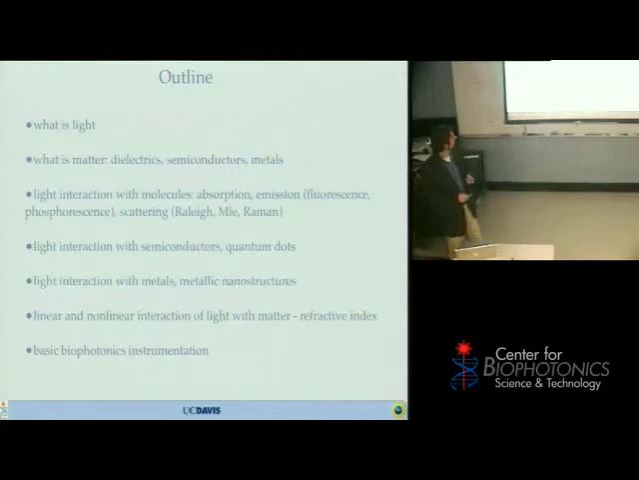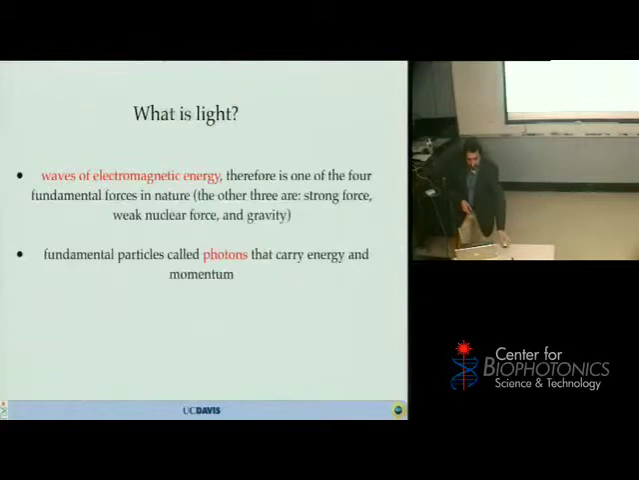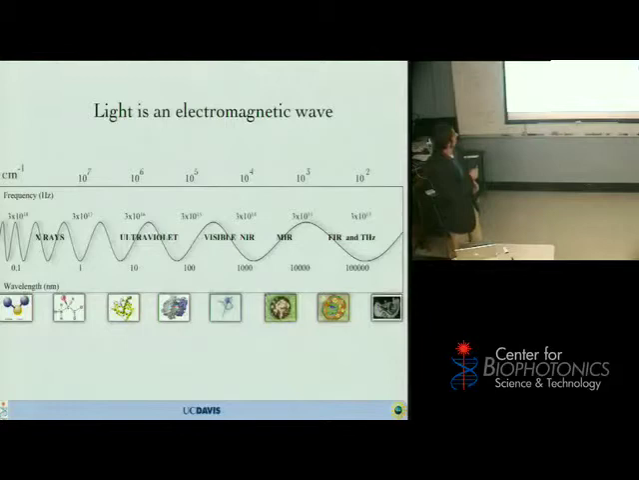So as you for sure know, light is electromagnetic energy, and therefore it's one of the four fundamental forces in nature, the other three being gravitation, the strong force and the weak nuclear force. And the photons are basically fundamental particles. They carry energy and momentum. So light as an electromagnetic wave can be represented as a wave, and it has a wavelength and a certain frequency. The energy can be represented in wave numbers, and it's displayed here.